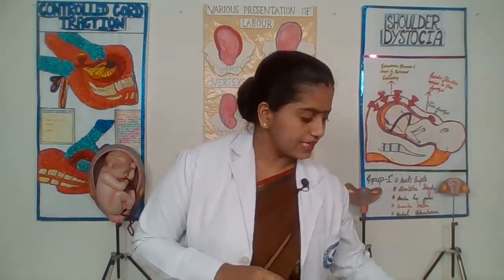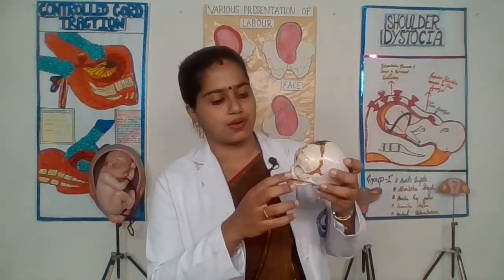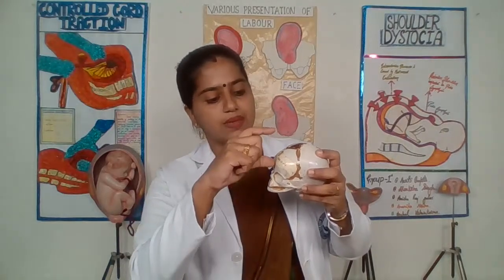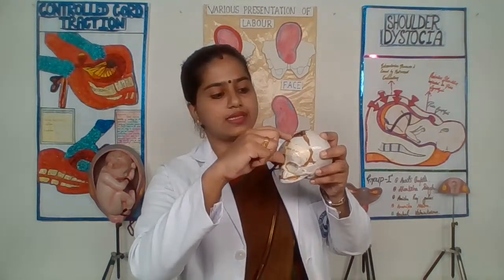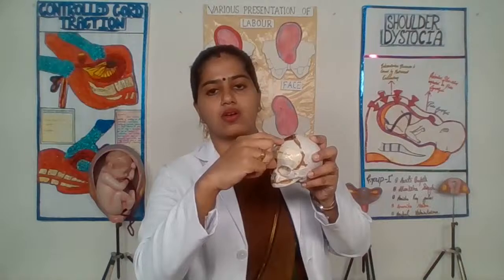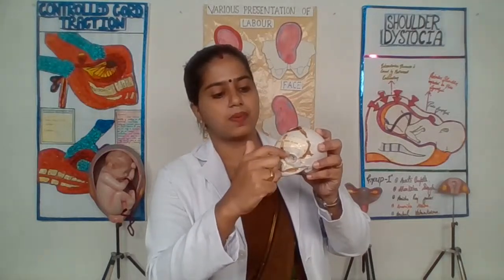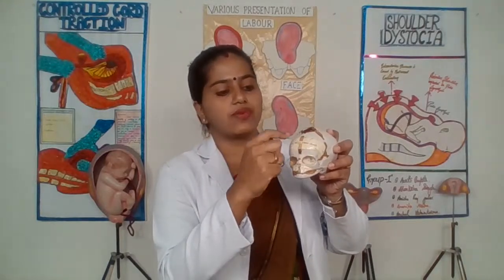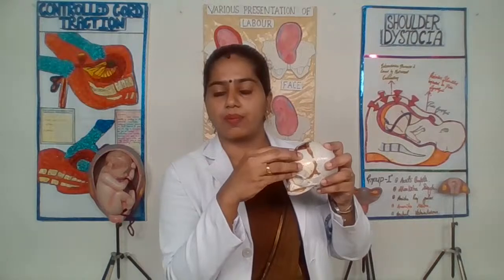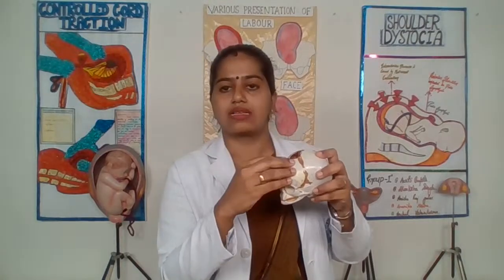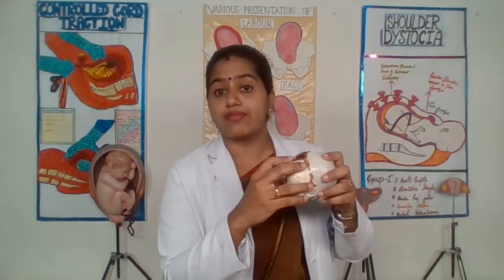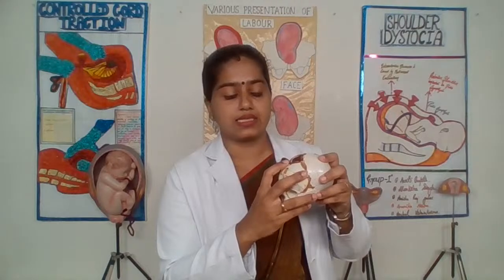You all know the fetal skull, no? The brow is the part between the glabella and the anterior fontanelle, the anterior part of the anterior fontanelle. This part is known as the brow. So when the brow comes and lies in the lower pole of the uterine segment, it is known as the brow presentation.